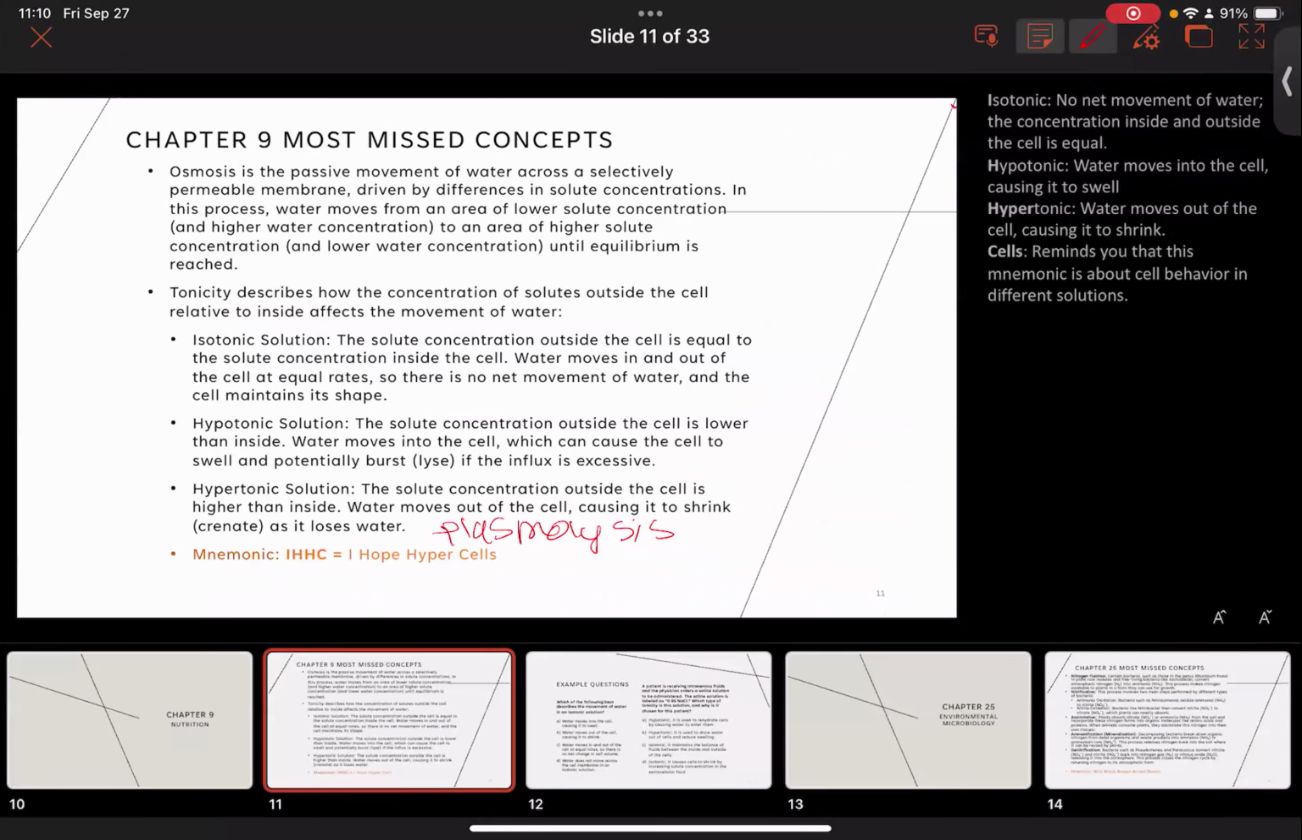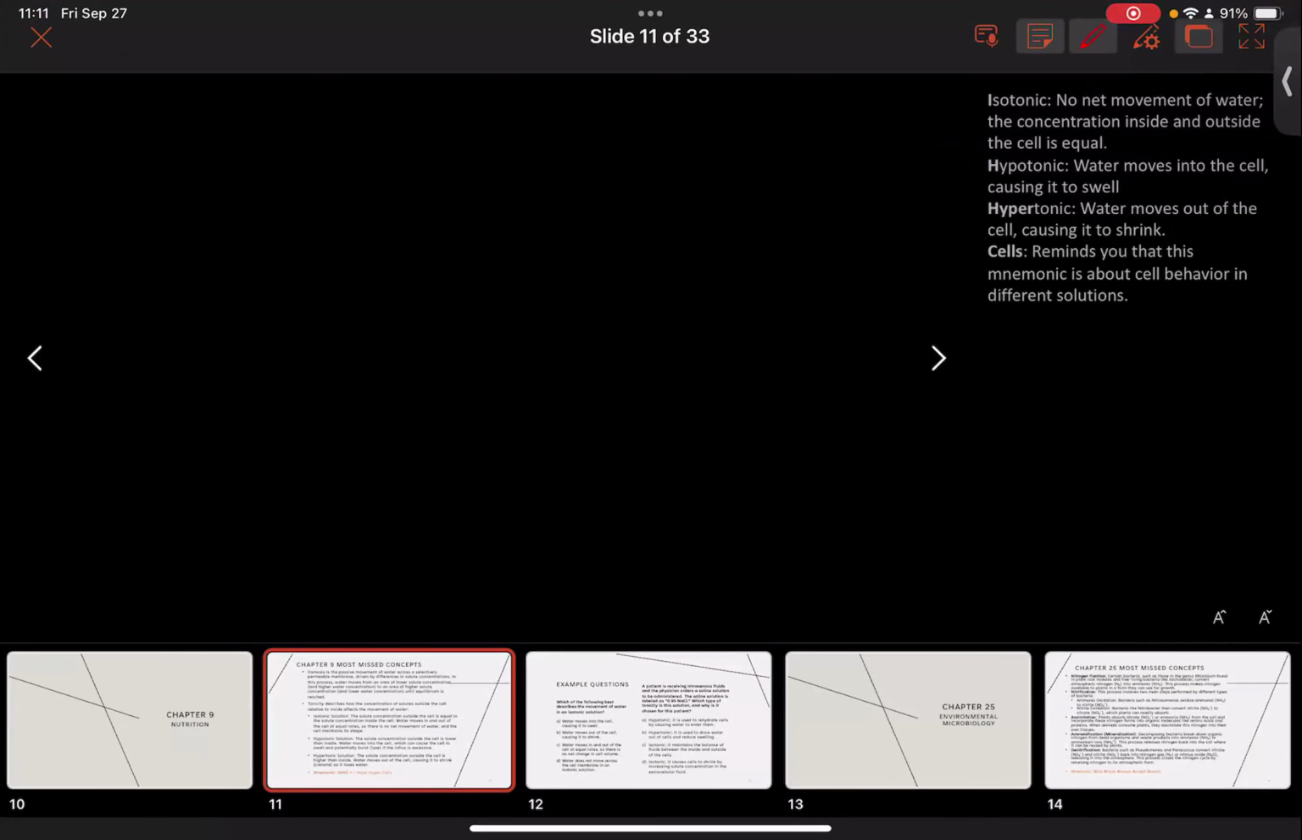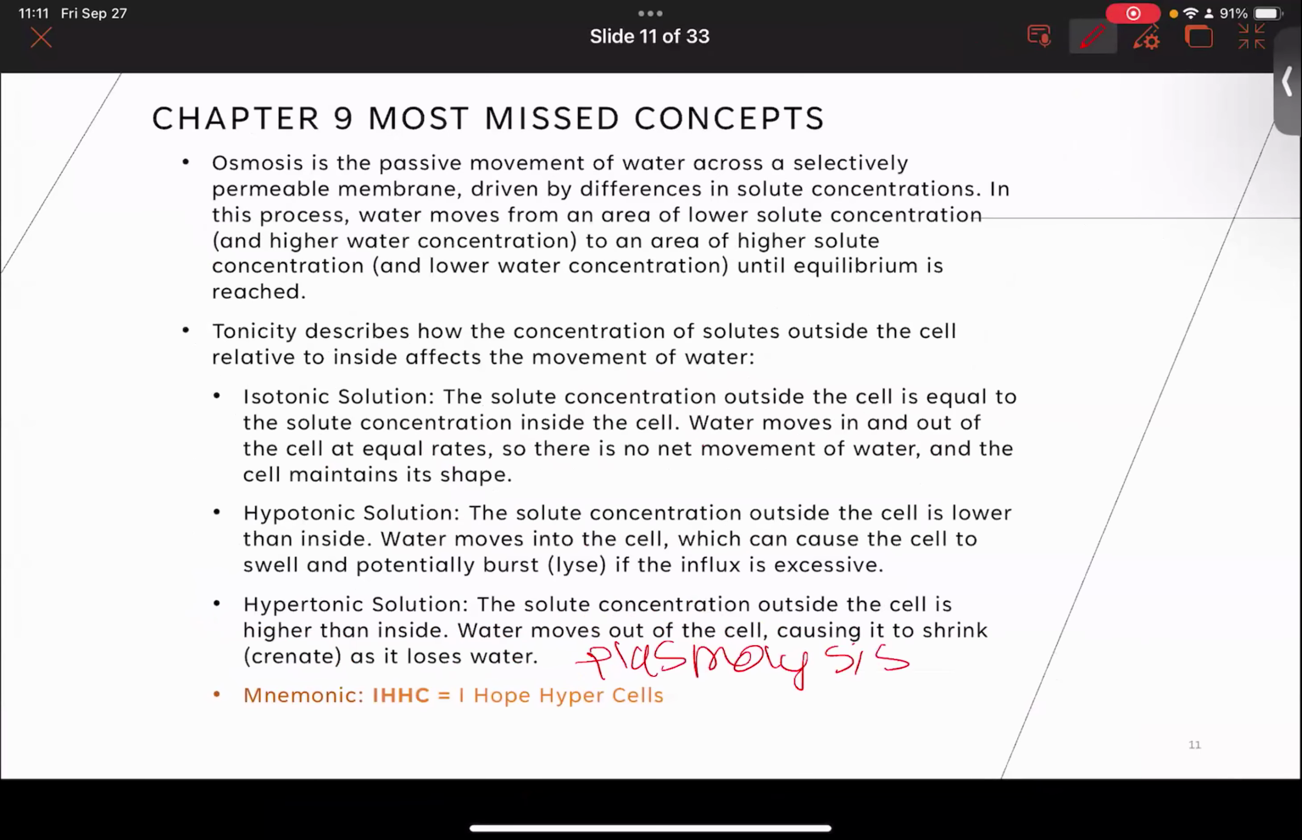So isotonic, this is going to be no net movement of water. That's what the I is for, isotonic. H, hope, that's going to be hypotonic. The next one's hyper, and then the next one is cells. Remember, this is going on in movement across a cell membrane. And I guess that's how it's supposed to help you remember the three different terms for that. I ask it to do these things, and that's what it gives me.